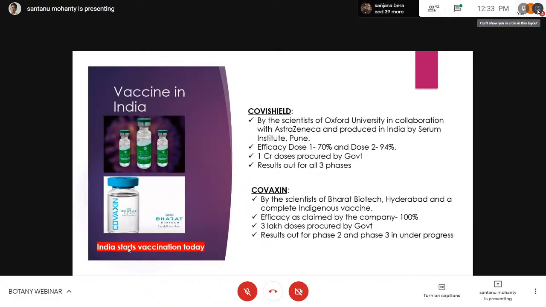Minus 30 degrees. I entered that room once, when I visited Serum Institute Pune. I entered that chamber once. I could not sustain there for more than 10 seconds. So that's the reason the vaccine is not there. Moderna and Pfizer vaccines are not approved in India.